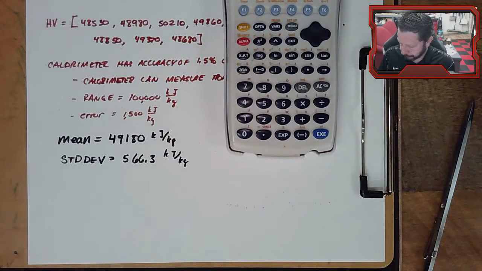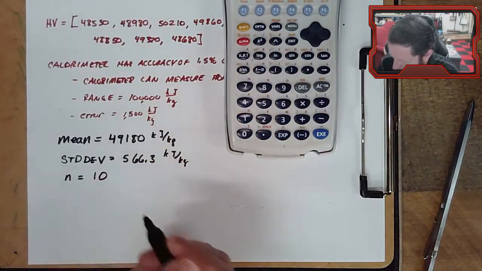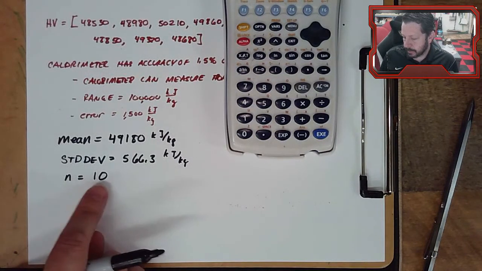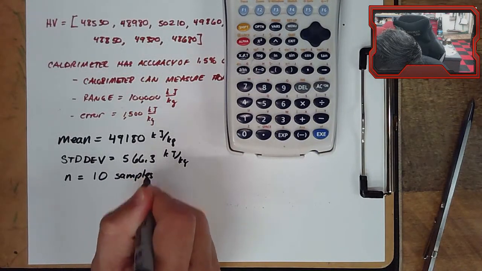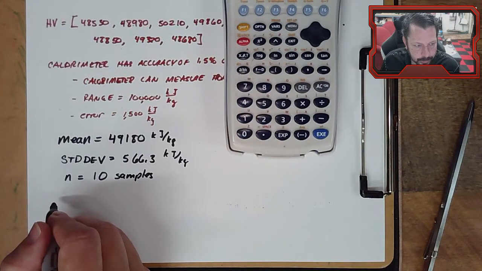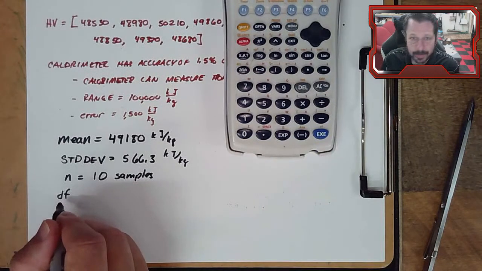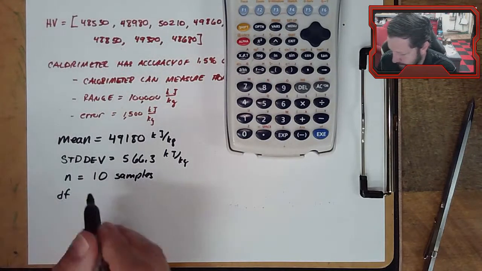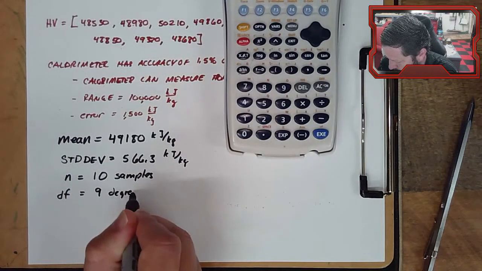All right. We need to know n, the sample size. We already counted them. There's 10 of them. And if n equals 10 samples, then the symbol for the degrees of freedom, we're just going to use df. Well, df in Python is a lot of times used for a variable called data frame. But this is degrees of freedom equals 9. We'll do it this way.